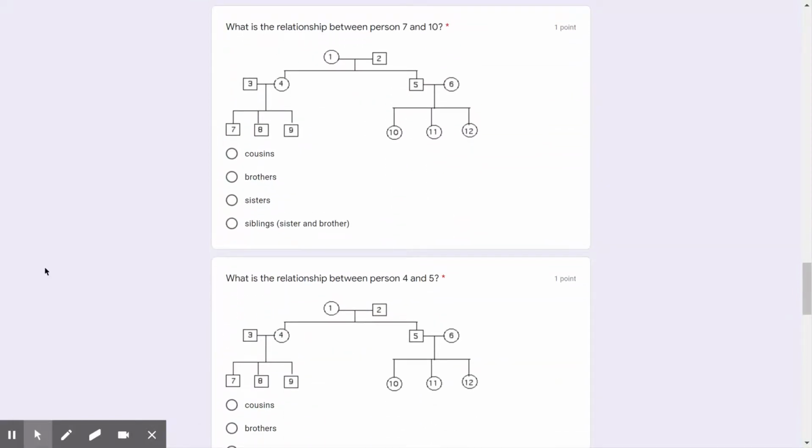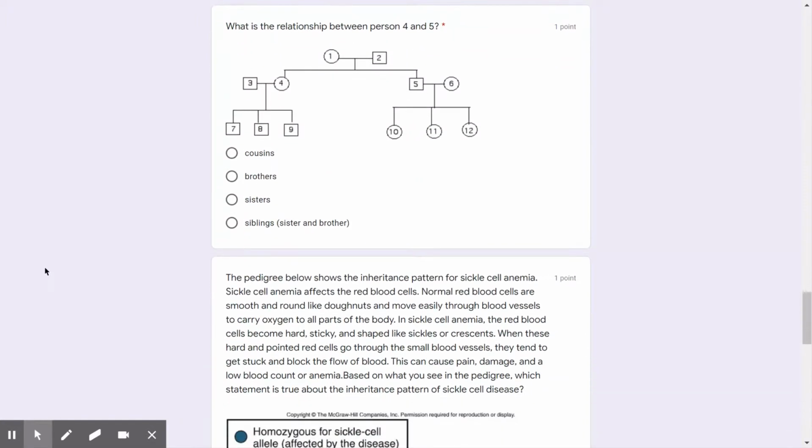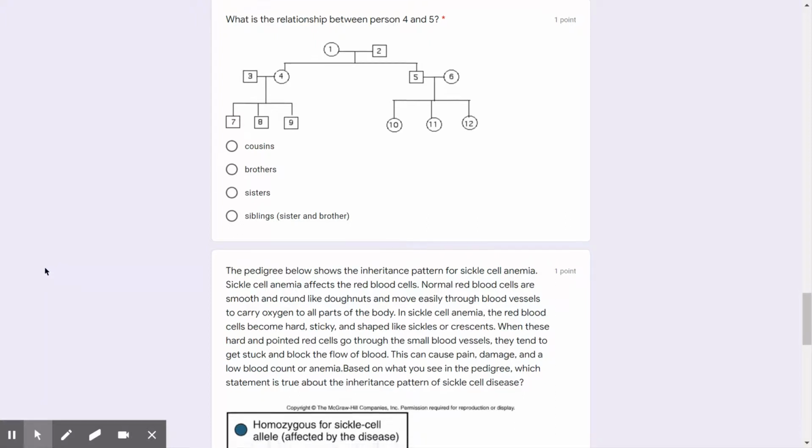What is the relationship between person 7 and 10? Cousins, brothers, sisters, or siblings, sister and brother. What is the relationship between person 4 and 5? Cousins, brothers, sisters, siblings, sister and brother.